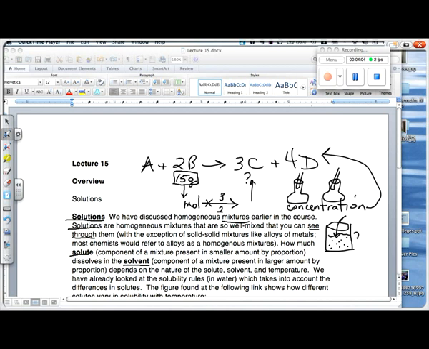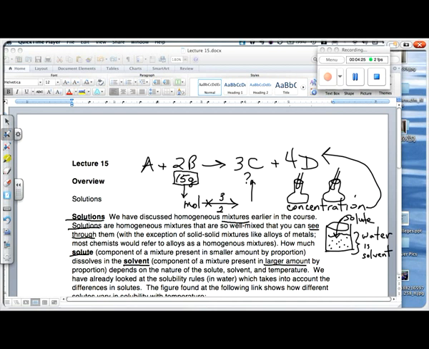Obviously, the substance that is there in the larger amount is the solvent. So water is your solvent most of the time. All right, the solute is what you put into the water, so it's there in the smaller amount.